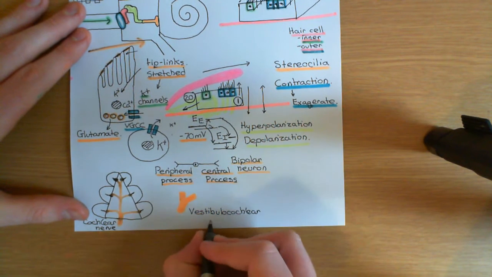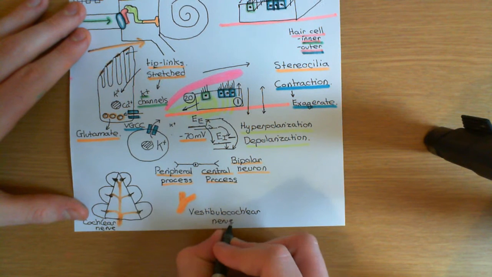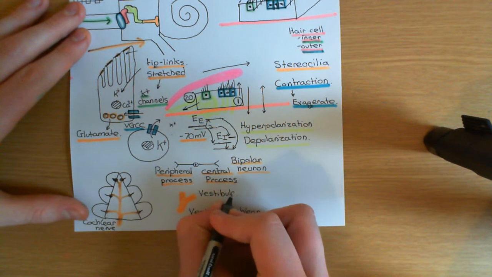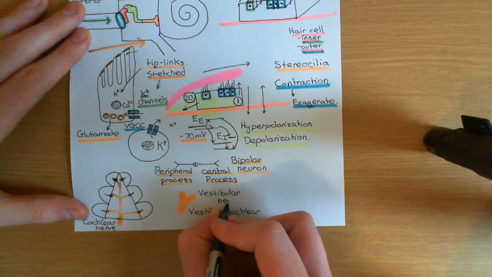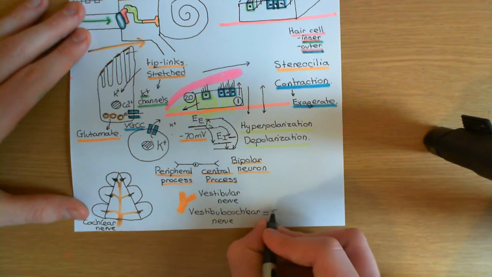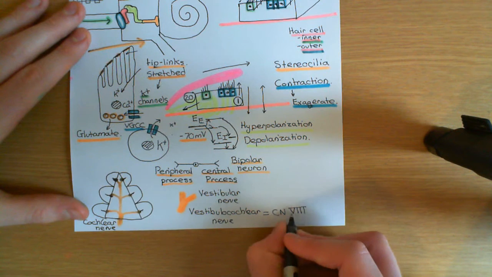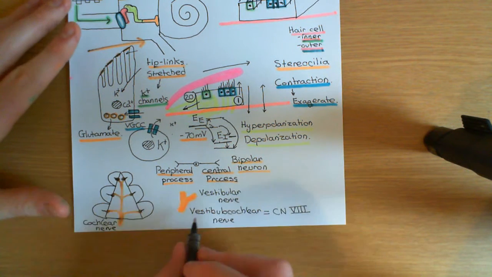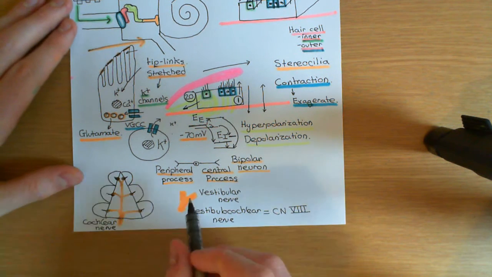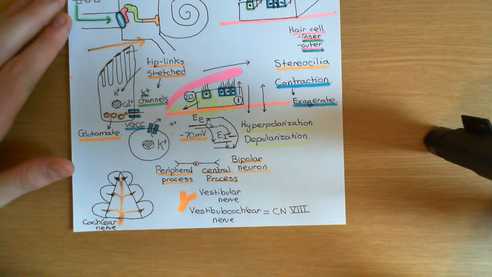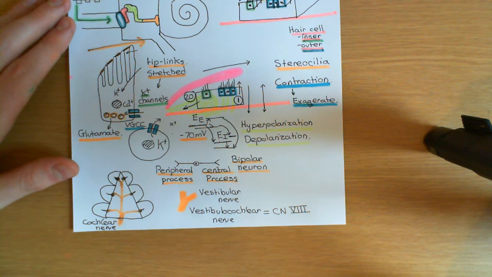So this is the vestibulocochlear nerve, and this portion up here is the vestibular nerve. Okay, so the vestibulocochlear nerve is cranial nerve 8. And of course we will follow the path of the vestibulocochlear nerve in the next video, and we'll see where the central processes of these bipolar neurons are actually going to end up and synapse.